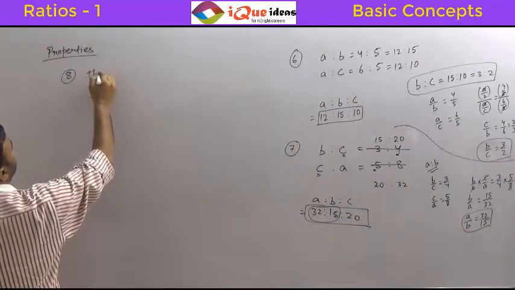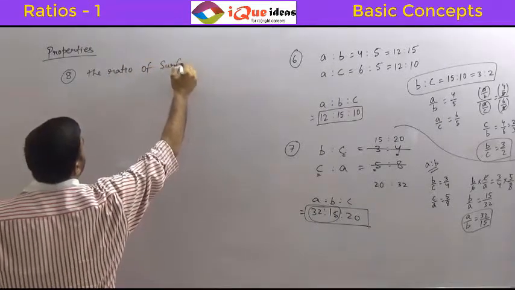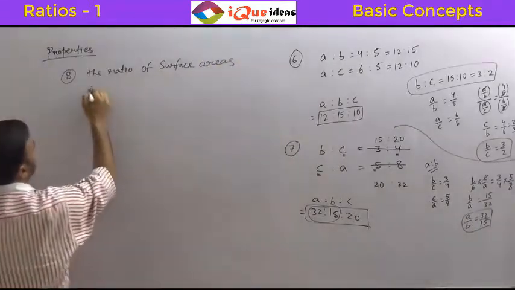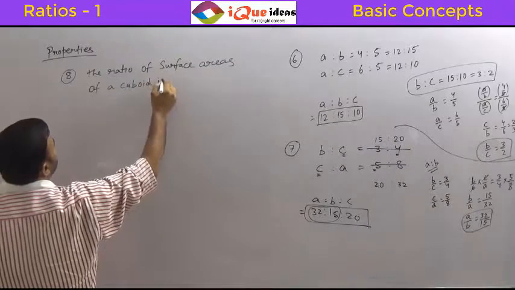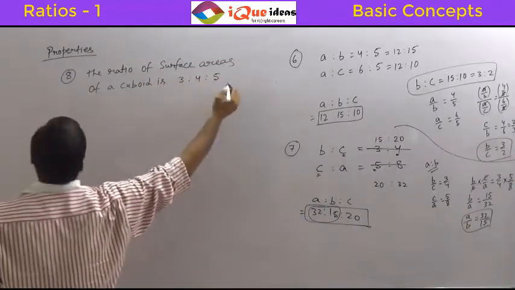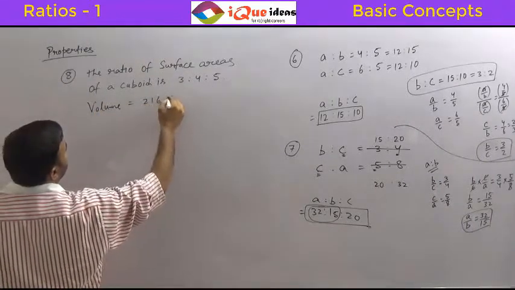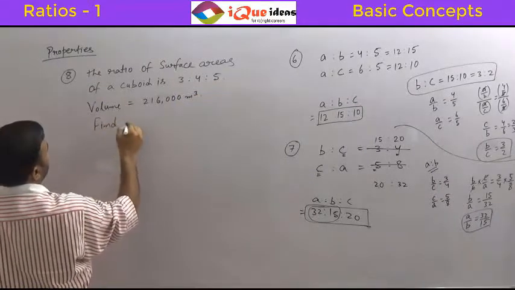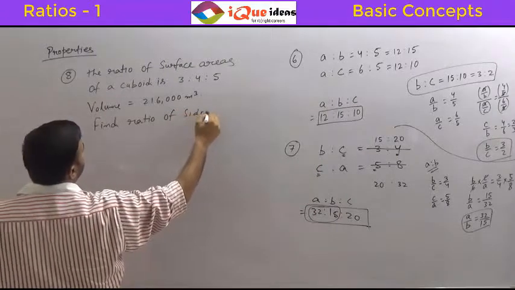The ratio of surface areas of a cuboid is 3 is to 4 is to 5. Volume is 216,000 meter cube. Find the ratio of sides or the edges.